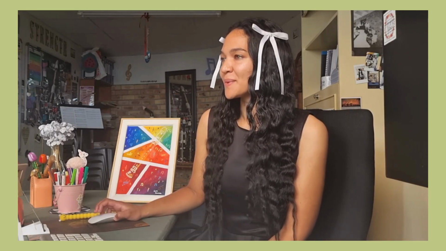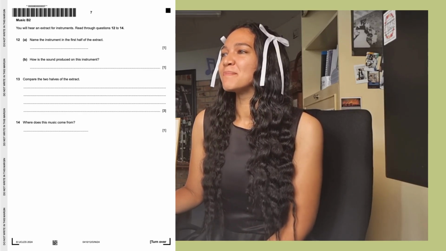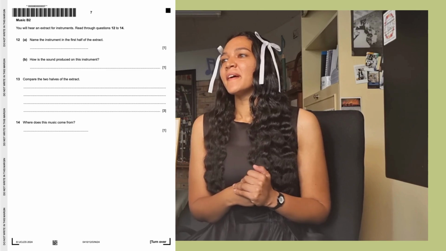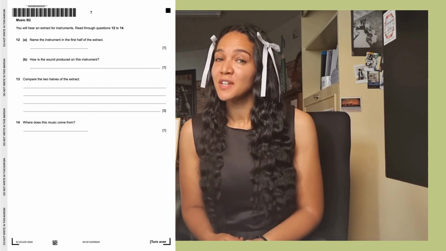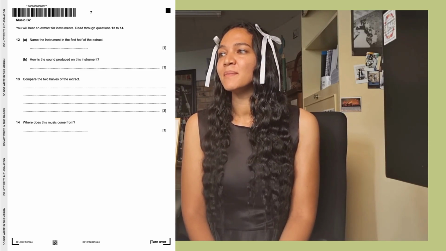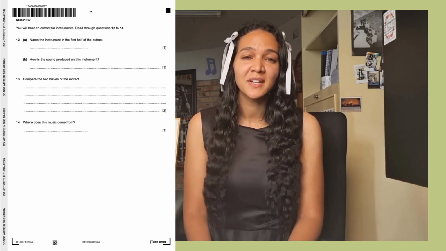Okay, so now we're going to go ahead and answer our questions. Firstly, we're going to read them, of course. I did this in a little bit of a different order than the previous extract, but Music B2 says you will hear an extract for instruments, and we of course just heard that. So they ask us to name the instrument in the first half of the extract, and then how is sound produced in this instrument. Then we need to compare the two halves of the extract, and we have to say where this music comes from.